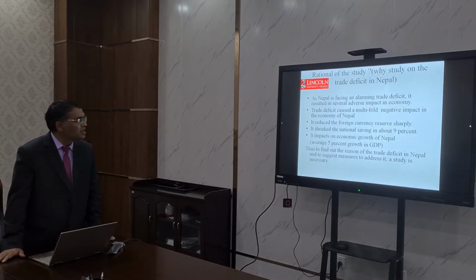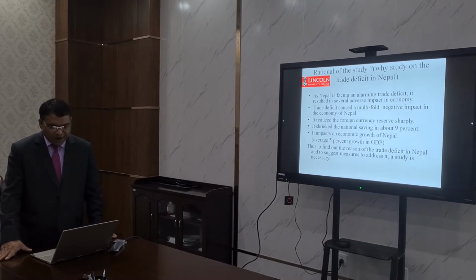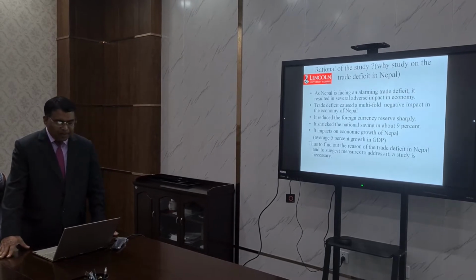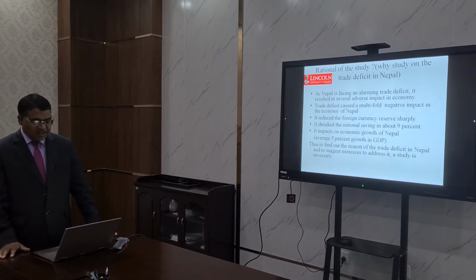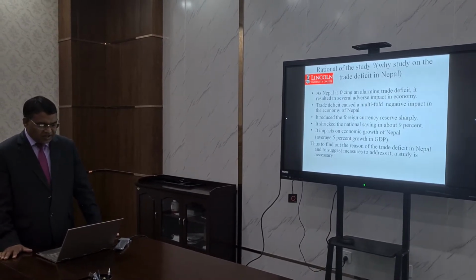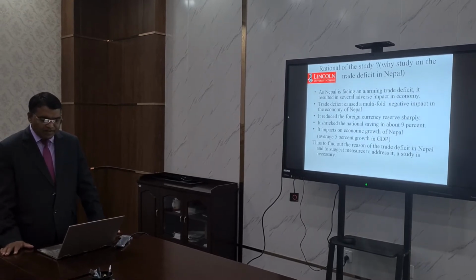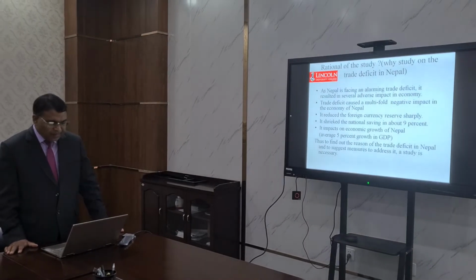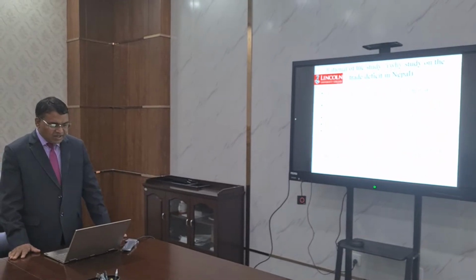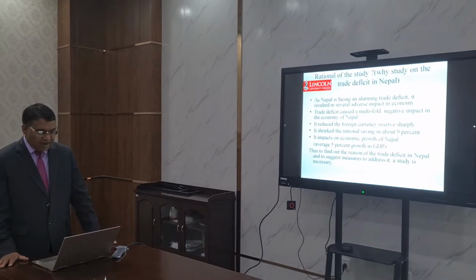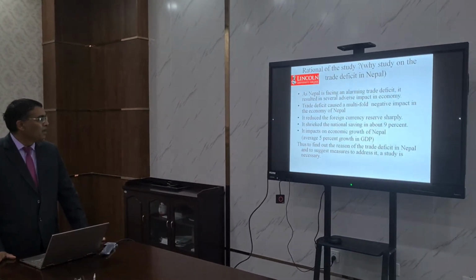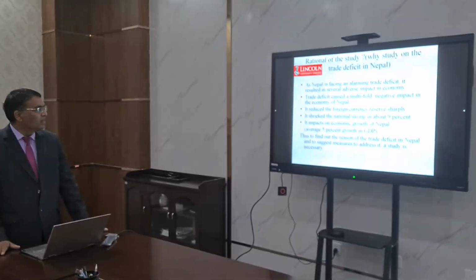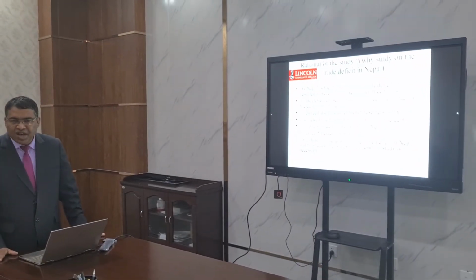Why is it necessary to study the trade deficit of Nepal? As Nepal is facing an alarming trade deficit, it has resulted in several adverse impacts on its economy. Trade deficit has caused multiple negative impacts on the economy of Nepal. It has reduced the foreign currency reserve very sharply.